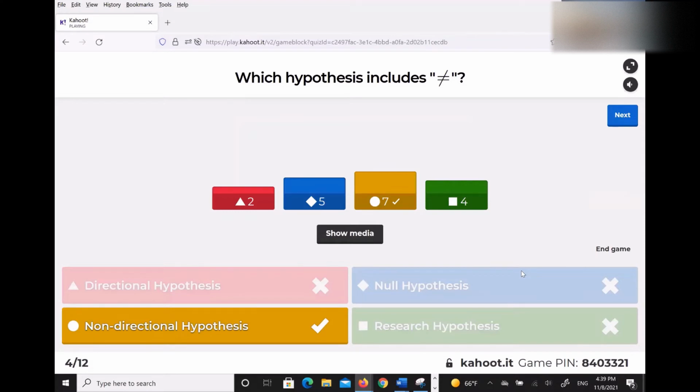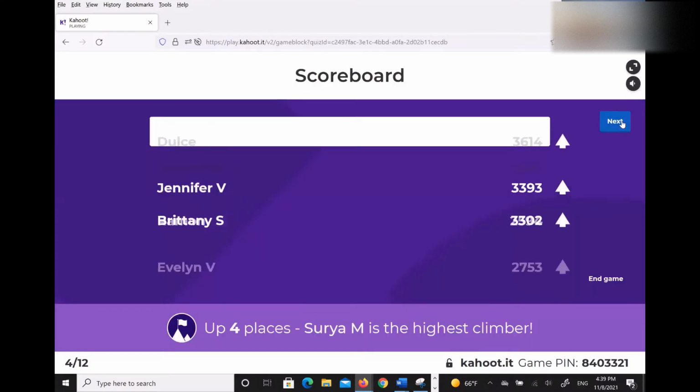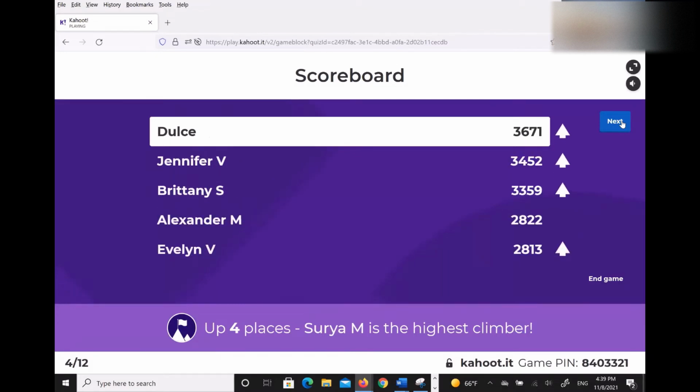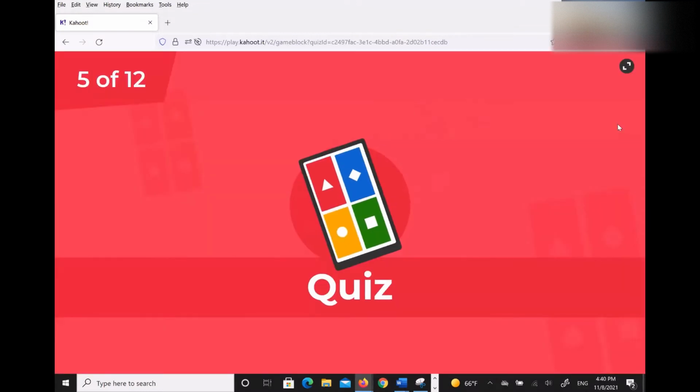Well, that was quick, huh? So it was non-directional hypothesis. Okay. So if it's less than or greater than, then it's going to be a directional hypothesis. Okay, but if it's the not equal to, then it is the non-directional hypothesis. Dose is leading right now. Jennifer, Brittany, Alex, Evelyn, Soya.